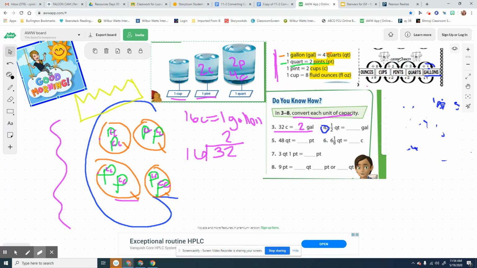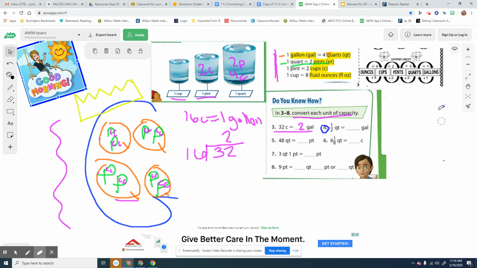Number 4 is asking us to convert 1/2 quart to gallons. And we're going to be working with fractions. It's been a little while since we've done that, so this is a good thing to review. So we want to go from quarts to gallons. You can see we're going to be dividing by 4 to get that. So if we have 1/2 of a quart, we need to divide that by 4 to get the number of gallons. Well, how do we do that?